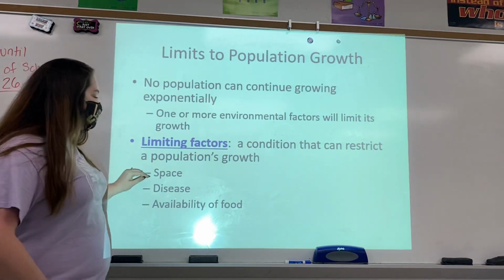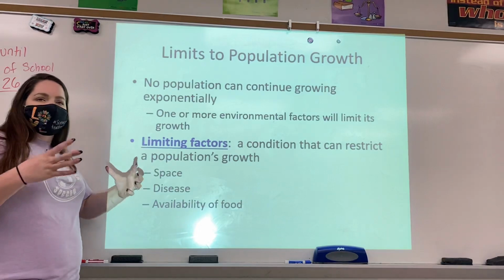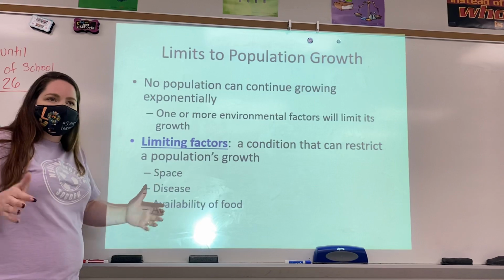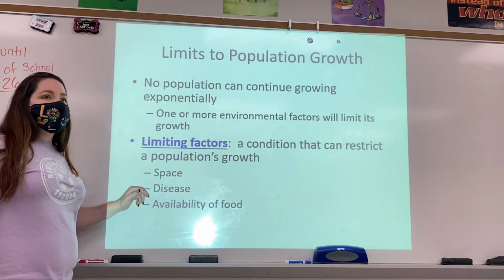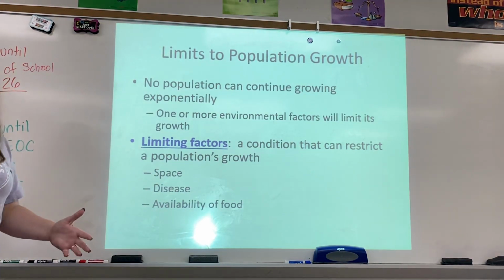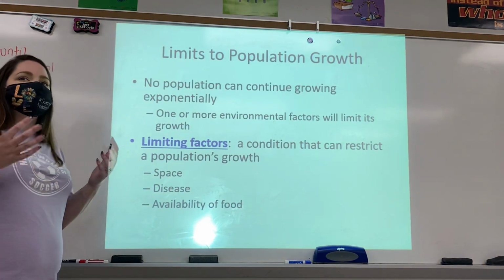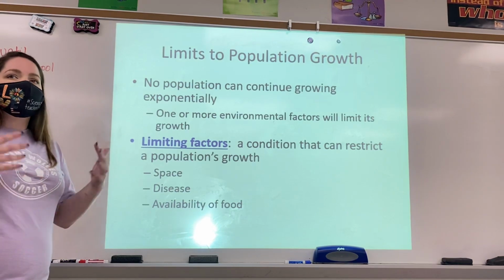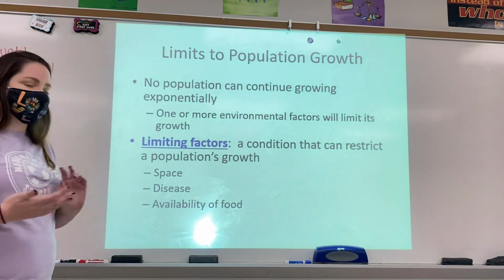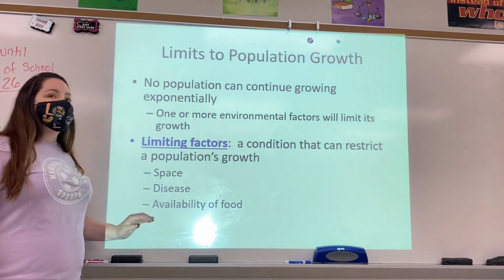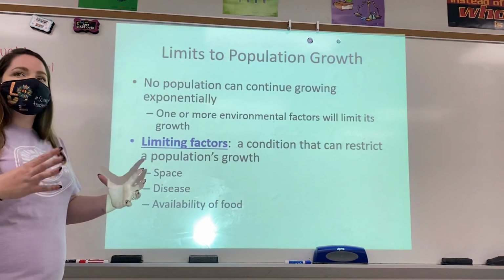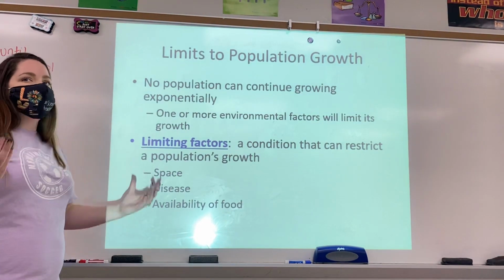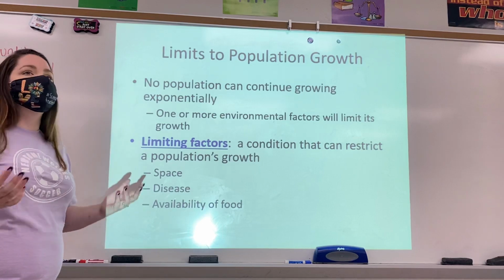So space, again, how much space? It is a limited number. So after a certain amount of individuals, there's only so much space that those individuals can fit into. Disease, the more individuals you have in an area, the more likely disease is going to be a contributing factor. And so that disease is going to limit how many offspring can survive, how many individuals can survive. Availability of food, you have a specific amount of food available in one area. So once that food is all gone, then no more individuals are going to be able to survive because there's no food for that individual.